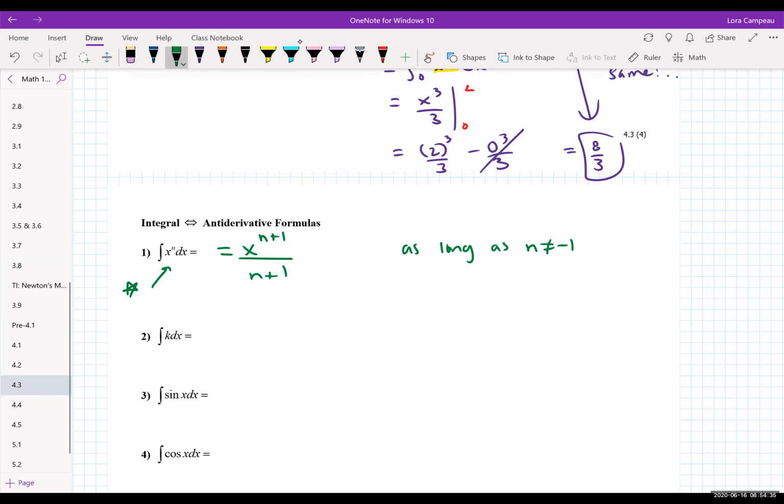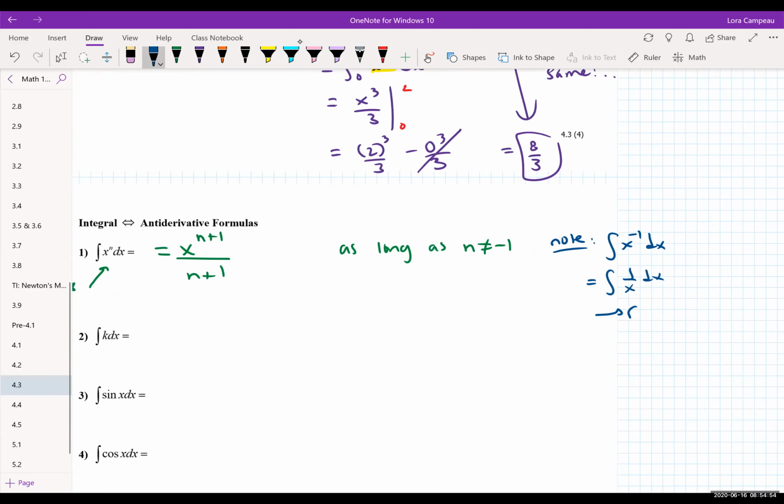This semester, we're not going to be able to integrate x to the -1. We're going to save that for Calc 2. So I'll give you a little note. The integral of x to the -1 with respect to x is the same thing as the integral of 1 over x with respect to x. We're going to save that for Calculus 2. That's a transcendental function, so we'll go from there.